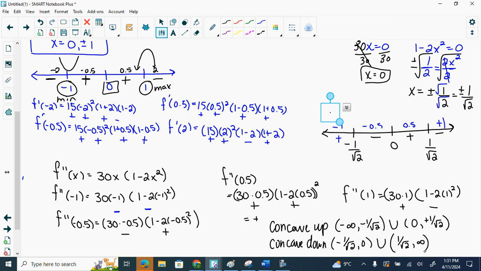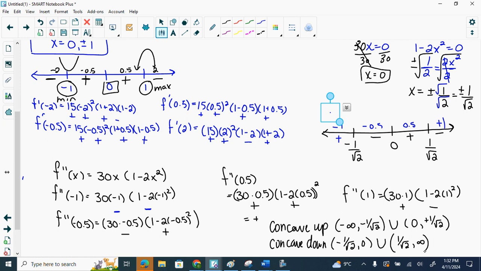And where are the points of inflection at? Any of these critical numbers. So negative 1 over root 2, 0, and 1 over root 2. How do I find the y's? Where do I plug them back into? The original, because they're points of inflection on the original. Do we agree? Okay.